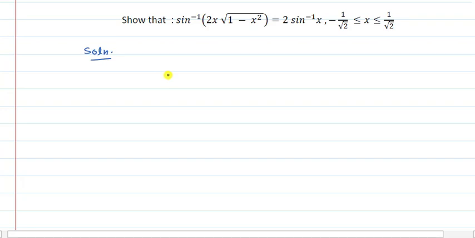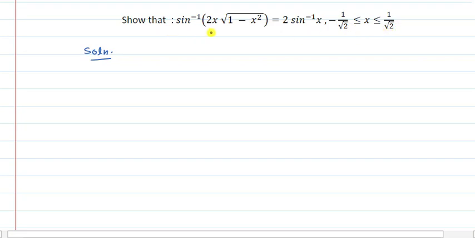To see the use of above properties, let me take this example. In this, we need to prove sin inverse 2x square root of 1 minus x square is equal to 2 sin inverse x, where x is lying between minus 1 upon root 2 to 1 upon root 2.